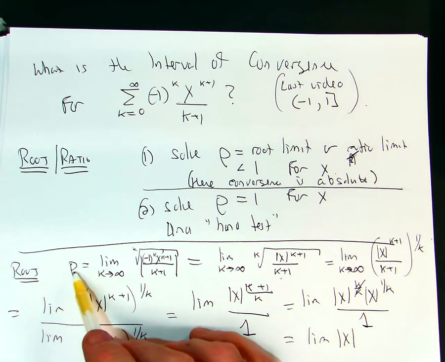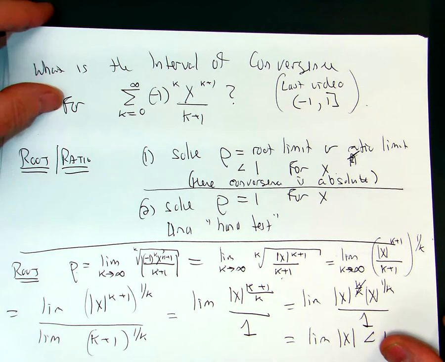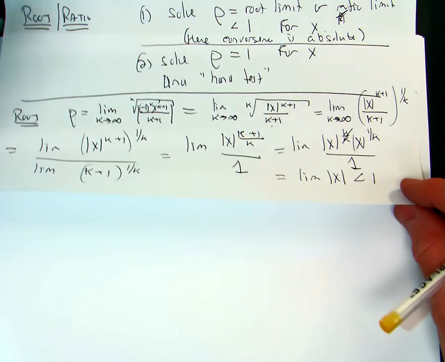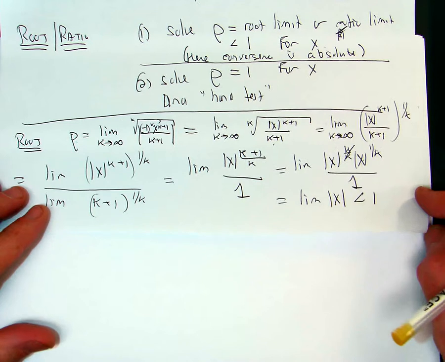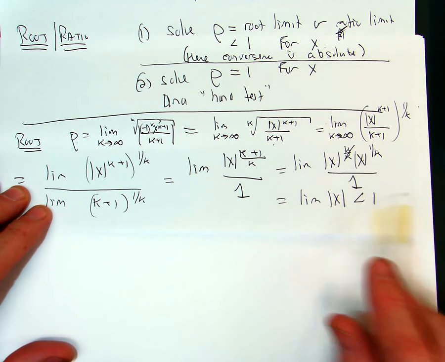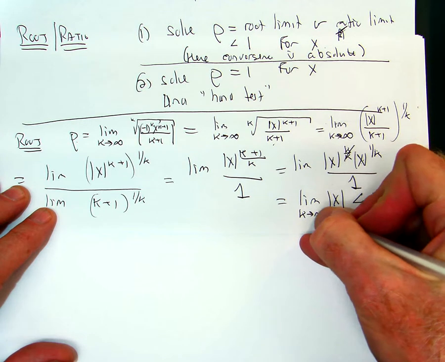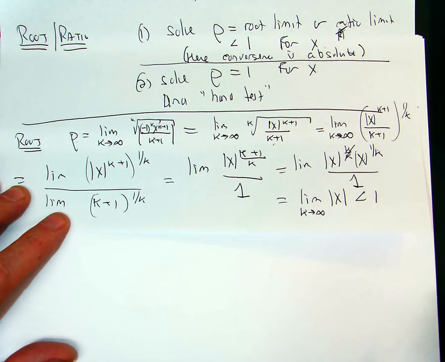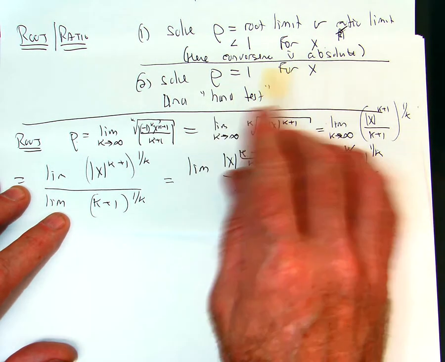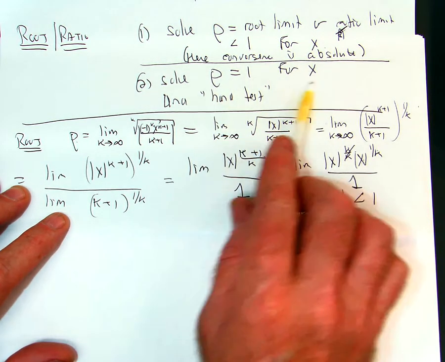And I need to solve this less than 1. So I'll continue this. So remember what my methodology is. I solve the root ratio less than 1 for x, and that's where the convergence is absolute. And then I solve for x where rho is equal to 1.